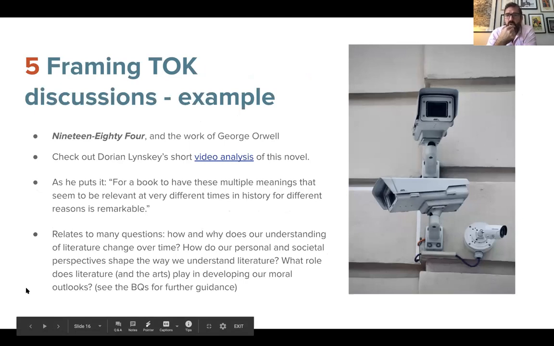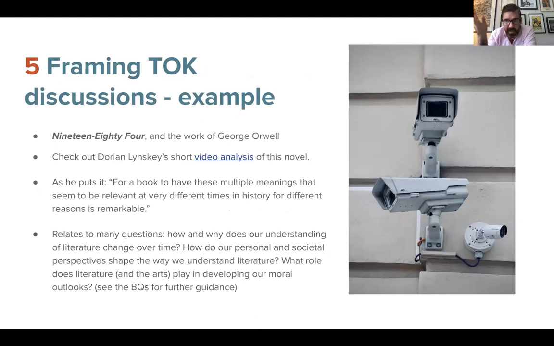1984, George Orwell, he could almost be the patron saint of TOK thinkers, actually. He is just fantastic for just about every single aspect of the course. 1984, of course, a very well-known book. I know it's studied by a lot of schools around the world. It's one of those books that I think every student should be aware of. Certainly, we look at it in TOK.